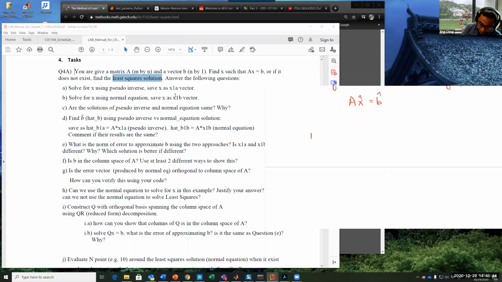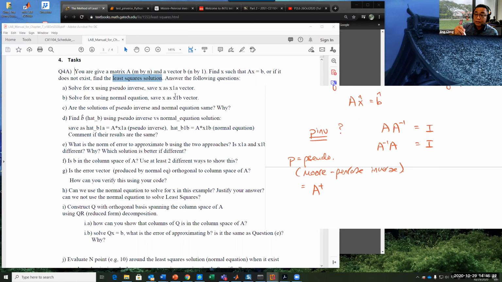So we want to find the pseudo inverse. What is the pseudo inverse? You have already understood A multiplied by its inverse is equal to the identity, and the inverse multiplied by A is equal to the identity. What is the pseudo inverse? P stands for pseudo, and it is sometimes called the Moore-Penrose inverse. It is typified by the notation A plus. The pseudo inverse of A is A plus, not A minus 1. Okay, so that is the typical notation.